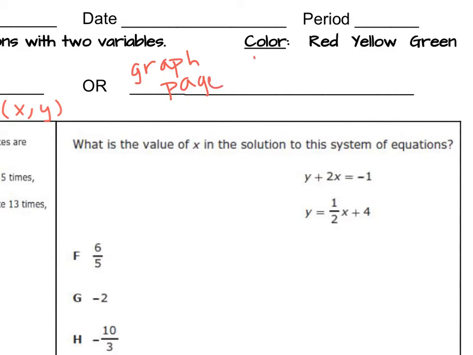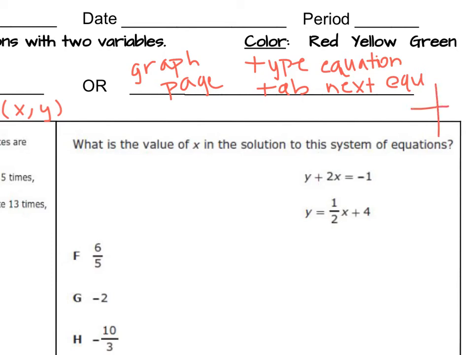The other way you can solve systems of equations is you can go to a graph page and type in both equations. So you're going to type the first one, type your equation, press Tab, and then type the next equation. And then you're going to look to see where they cross. So the solution to a system of equations is where they cross each other. That's the solution.